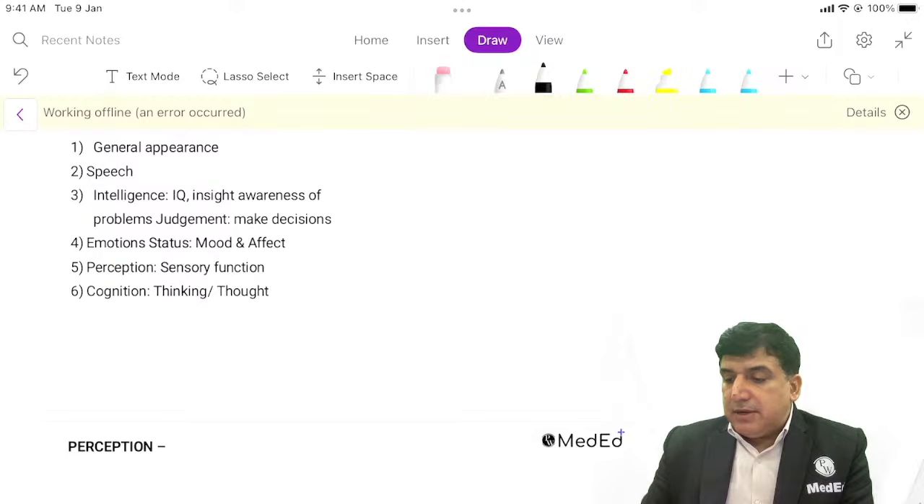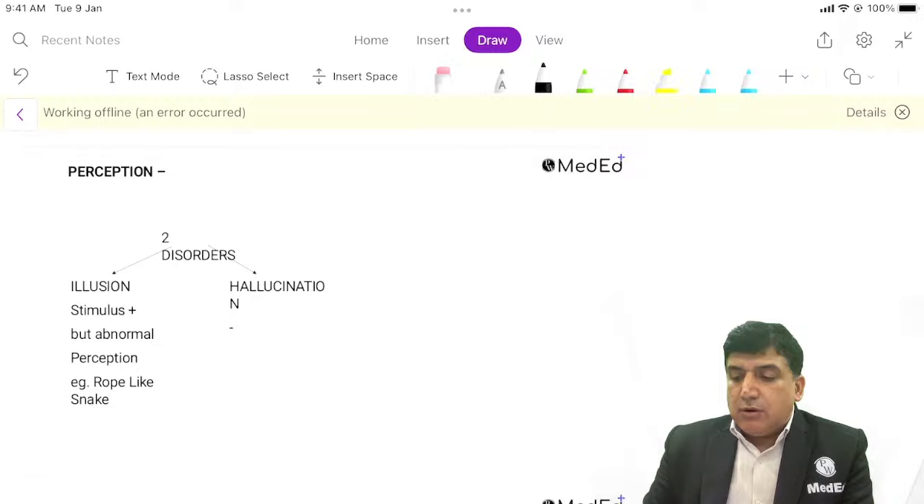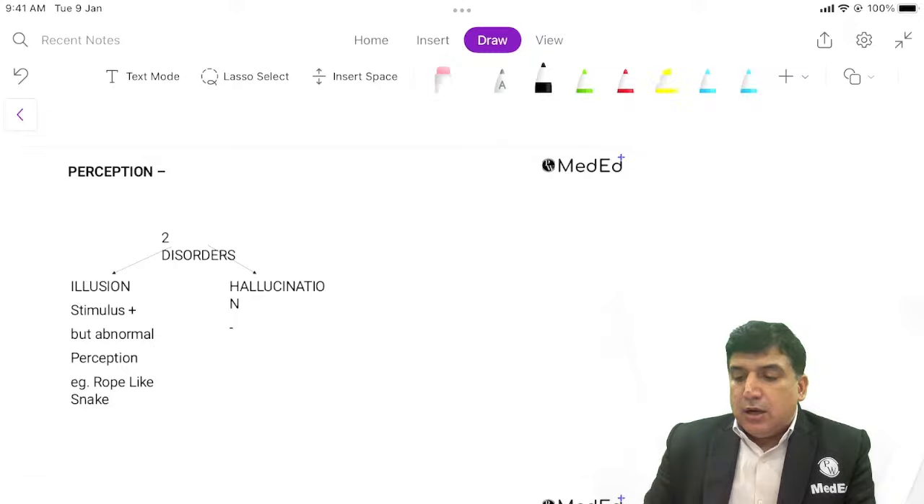Mental status examination, we'll go to perception. We have two types of disorder in perception. Illusion: the person has a false perception, a misinterpretation of a normal stimulus. The stimulus is there, but there is an abnormal interpretation. A common example: the rope appears like a snake.